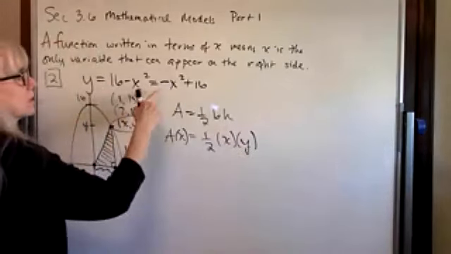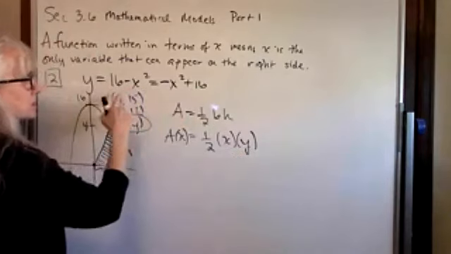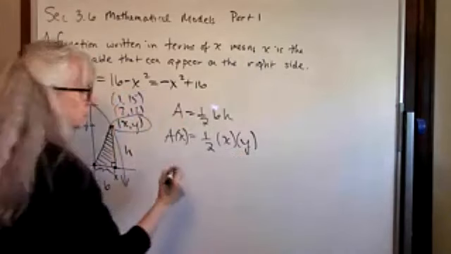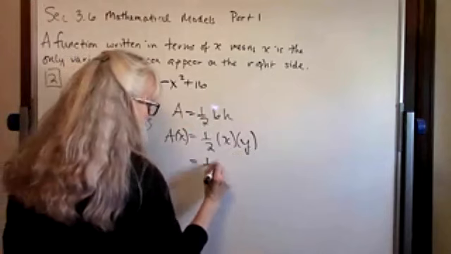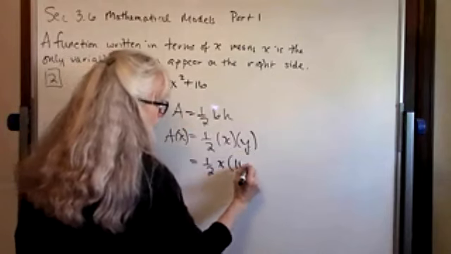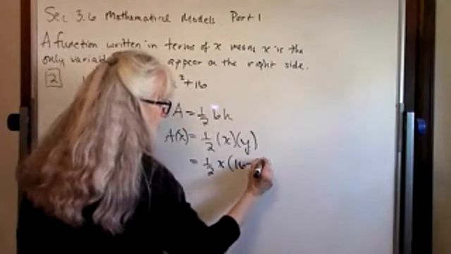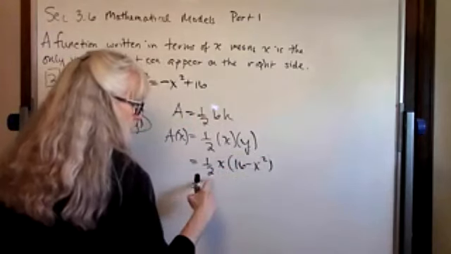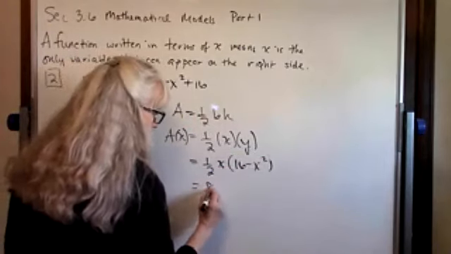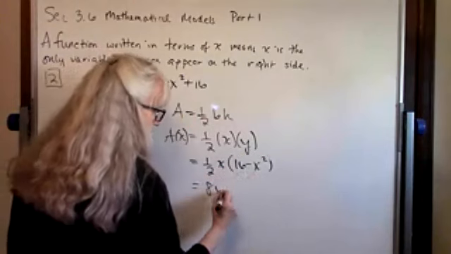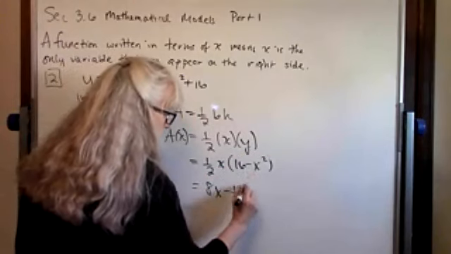Y is equal to either negative X squared plus 16 or 16 minus X squared. I'm going to go for their original formula. So that would be 1/2 X. Now replacing the Y with 16 minus X squared. I'm going to go ahead and clean it up. This is a simple cleanup. So I have half of 16, which is going to be 8 with the X, and half of that's going to give me a minus 1/2 X to the third.